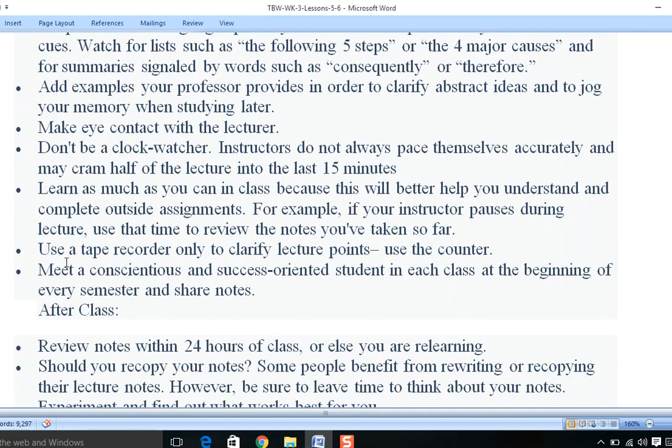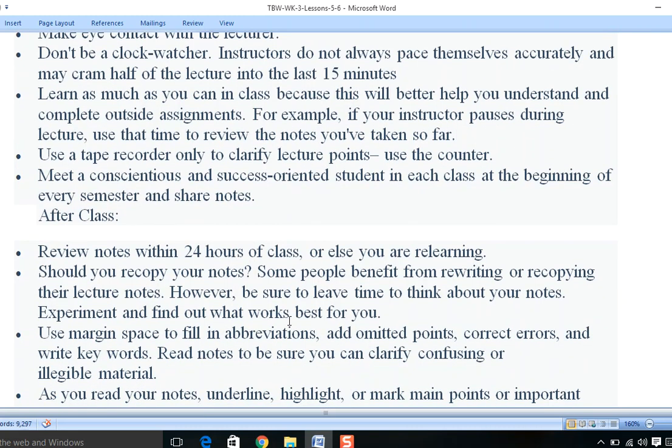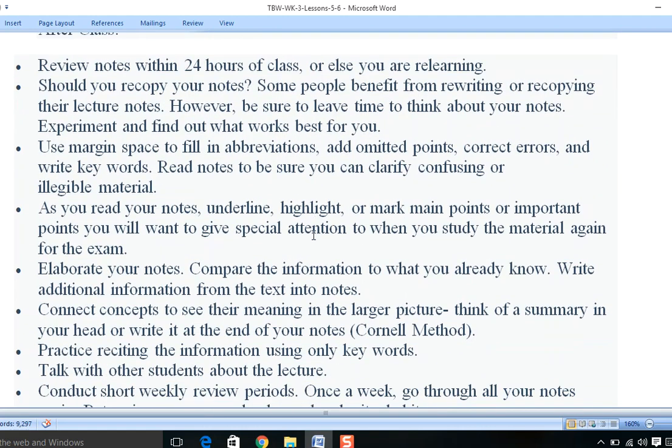If you use a tape recorder, use it only to clarify lecture points, and use the counter. Meet a conscientious and success-oriented student in the class at the beginning of every semester and share notes. This is a very important point: you can use the recorder if the organization and the teacher allow you to. Secondly, always be friends with the bright students, and whatever you record and they record should be shared so that you are updated with the latest information.